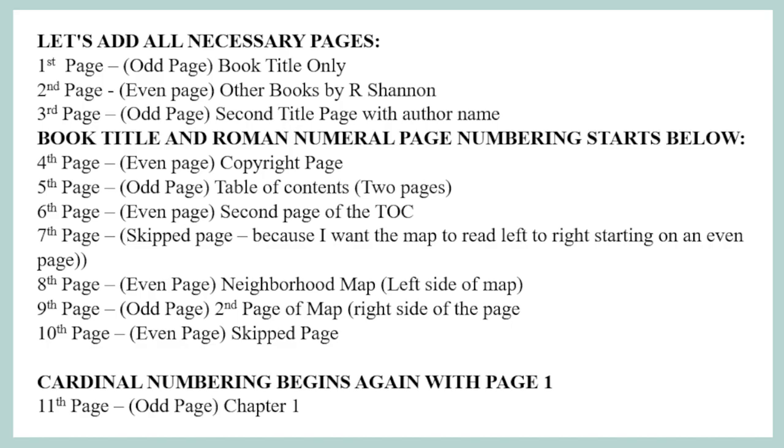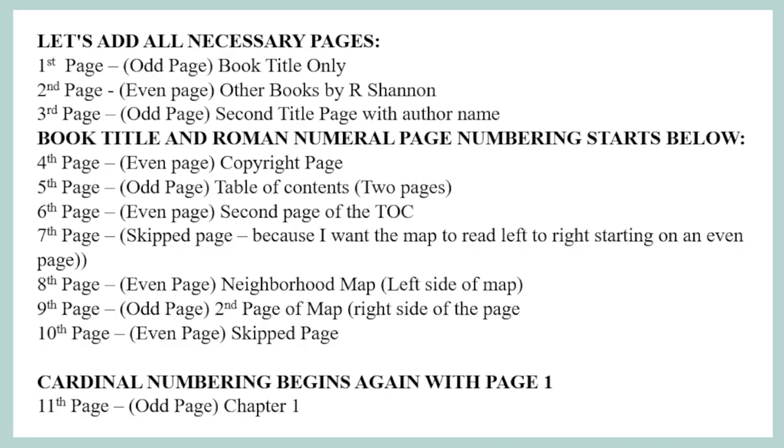Then the next title page, the one with the author name, I want that also on an odd page. But I don't want any numbers or any titles on these 3 pages. So you need to indicate where you want your book title and Roman numeral page numbering to start. Mine will start on the copyright page, and that's also going to be on the flip side of the second title page. So it's an even page.